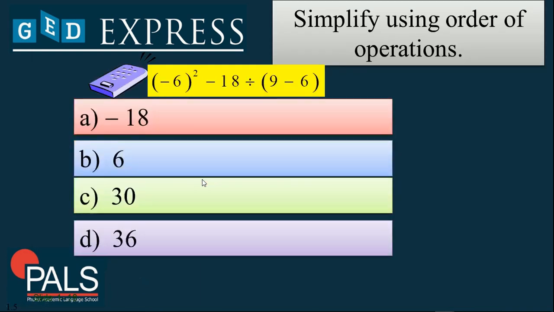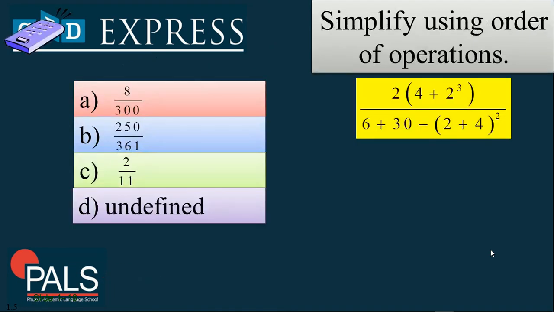Now let's try these examples. Now for example, you have negative 6 raised to 2 minus 18 divided by 9 minus 6. Now you simplify using the order of operations and applying the things that you have learned for exponents. So the answer would be, great job, that is 30.